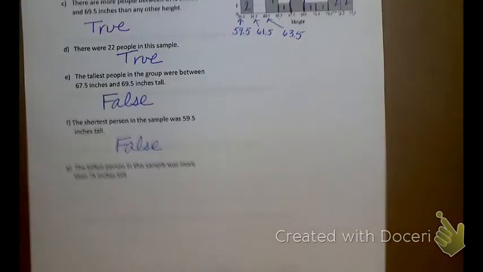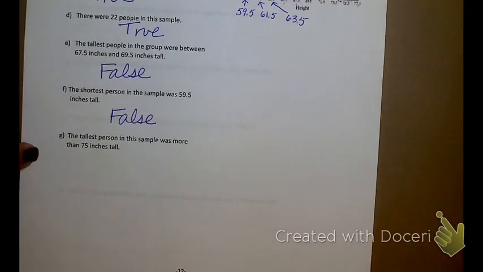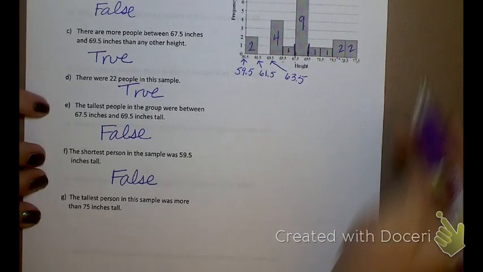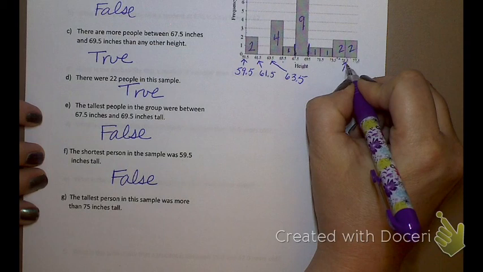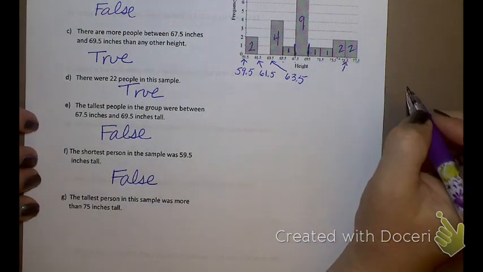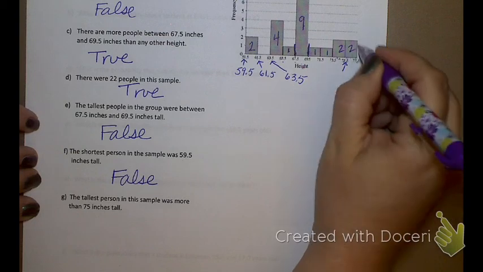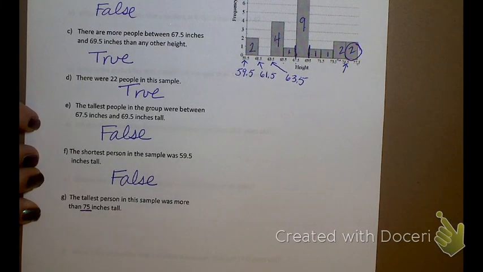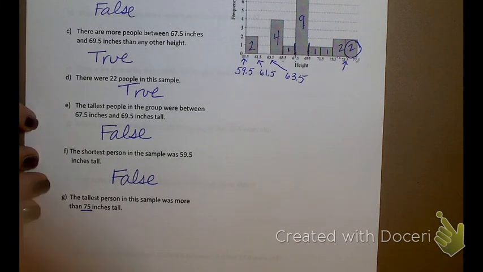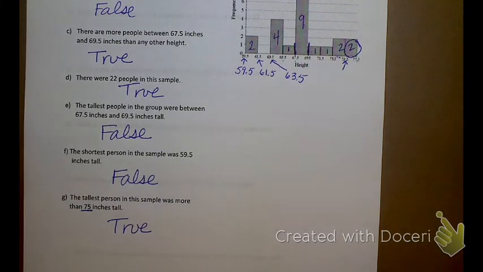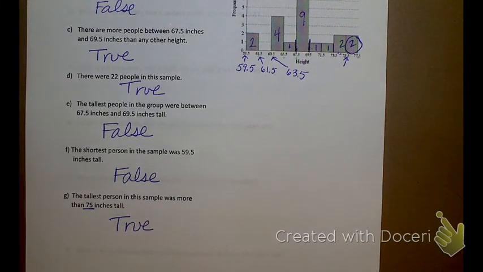All right, the tallest person in this sample was more than 75 inches tall. Well, this is 75.5, correct? Yes? So doesn't everybody in that category meet the requirement of being more than 75 inches? If they're somewhere between 75 and a half and 77? So we can say that true, the tallest person is more than 75 inches. Okay?